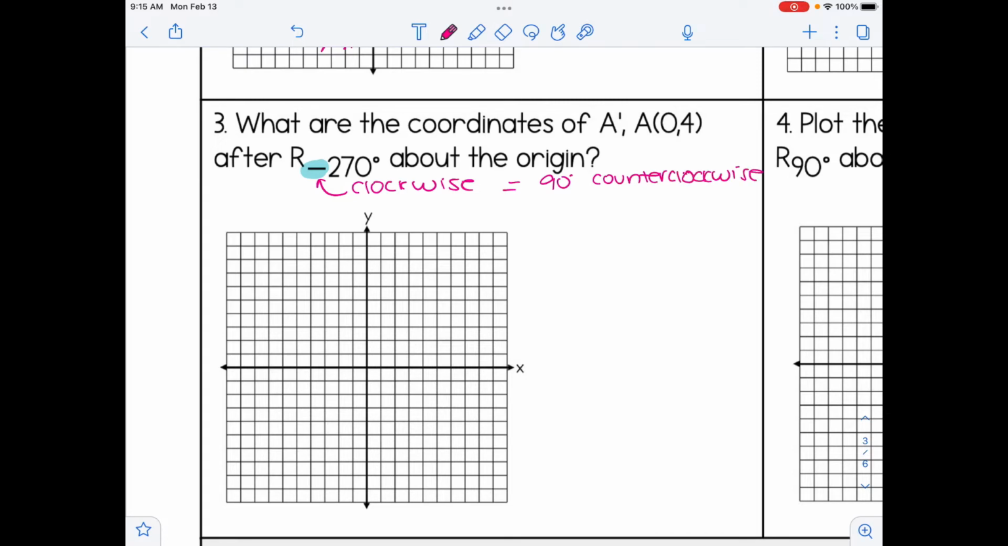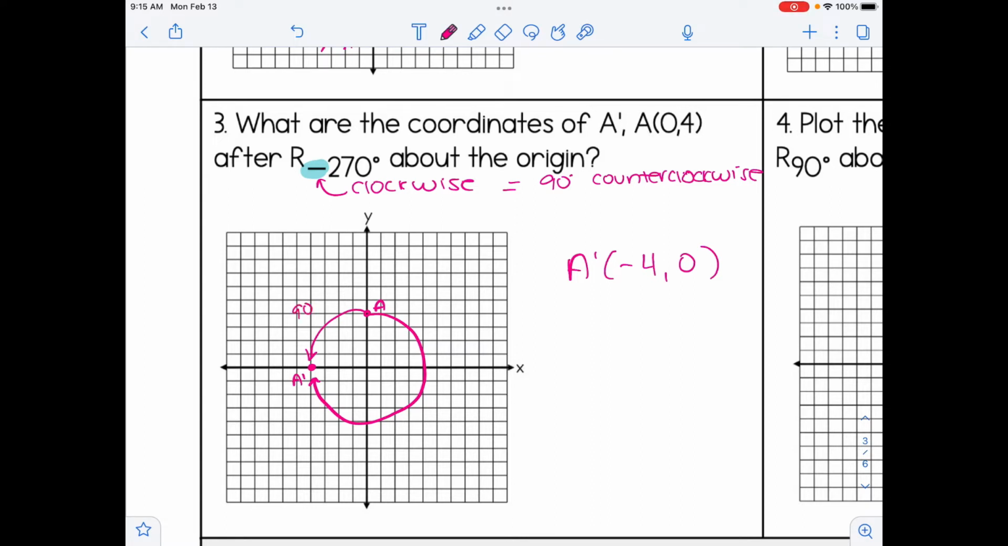So the point (0, 4) would then have the y value negated, and they would swap coordinates. So I'd get (-4, 0) using that rule. So if I want to plot and do the check, A is (0, 4), A prime is (-4, 0), and it looks like it moved 1 quadrant to the left, so that's 90 degrees counterclockwise, or 1, 2, 3 quadrants to the right, that's that -270 or that 270 degrees clockwise.